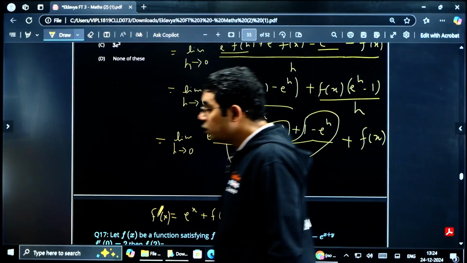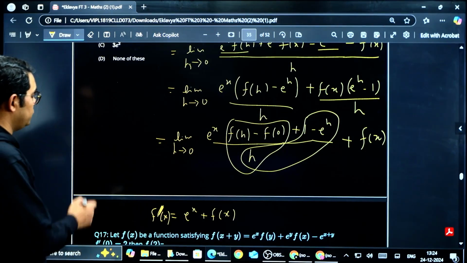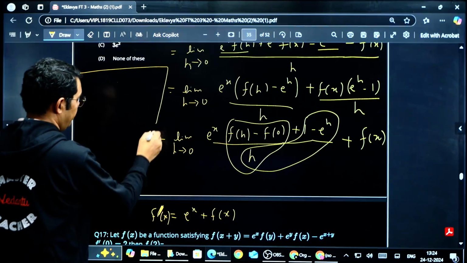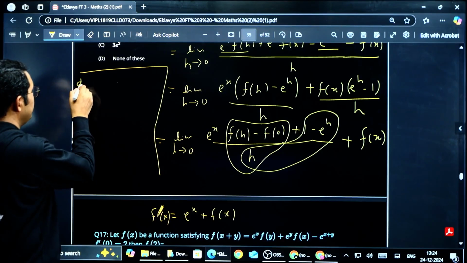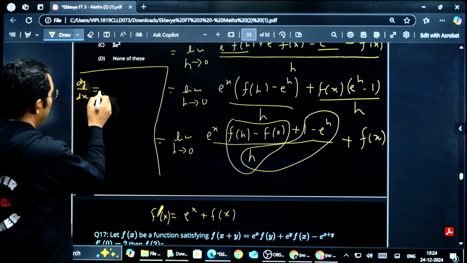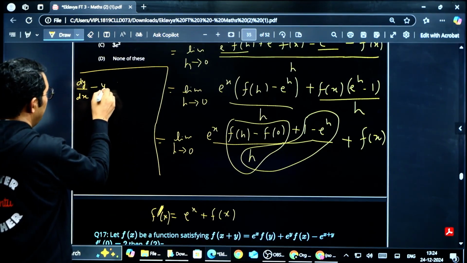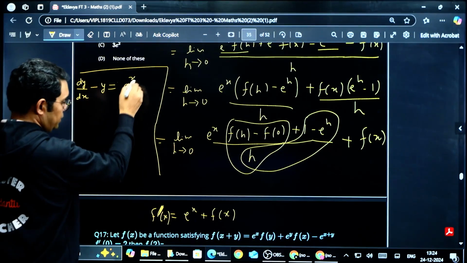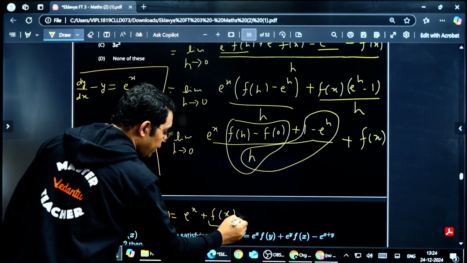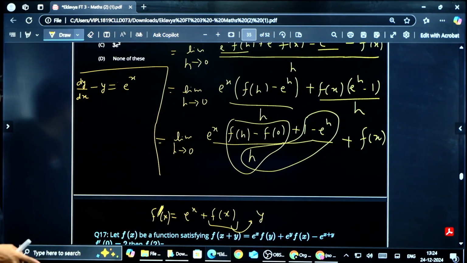Now we need to solve it by differential equation to get my function. So how can we do it? Please see. I will take f x as y. So dy upon dx is equal to, or let me do one thing, let me bring this on the left hand side, minus y is equal to e power x. I have taken f x as y. So dy upon dx minus y is equal to e power x.